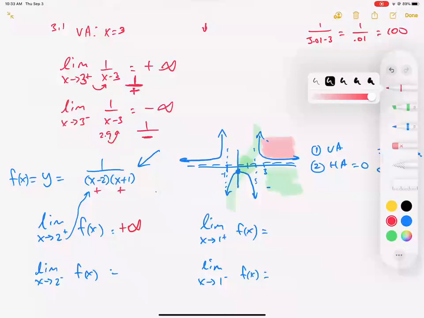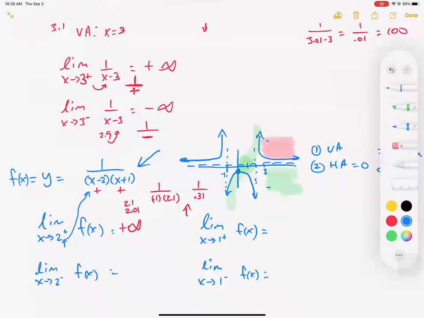If you want to do that by plugging in numbers, 1 over, let's plug in 2.1. 2.1 minus 2 is 0.1. And x plus 1 is 3.1. And 1 divided by 0.31 is going to be a big number. It's going to be like 3. But if we get 2.01, as we get closer to 2 from the right, this fraction is going to balloon up. And it's going to take us to positive infinity. Let me pause here.